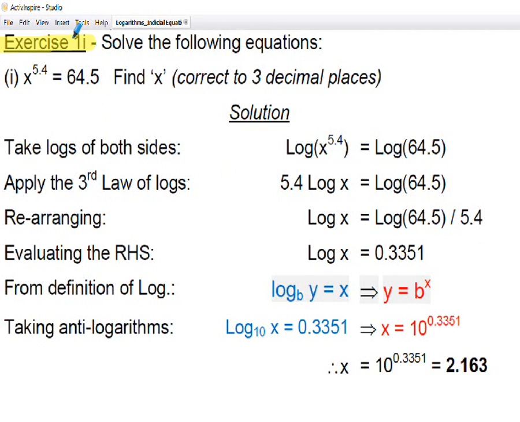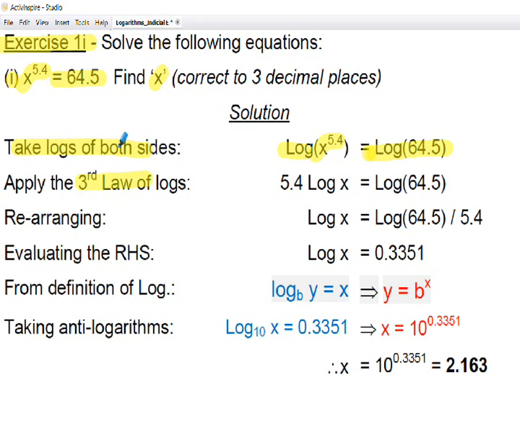Okay, exercise 1i here. We're going to solve some more problems based on the examples on the previous slide. So in part 1 here, x to the power of 5.4 is equal to 64.5. We've got to find x. So again, taking logs of both sides of the equation, we get log of x to the power of 5.4 is equal to log 64.5.